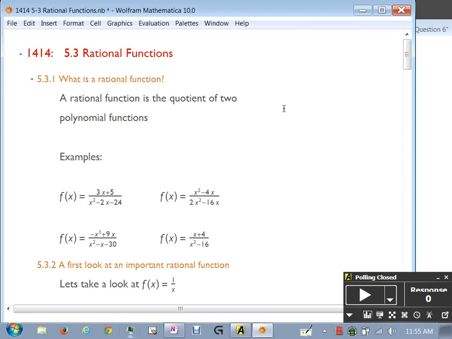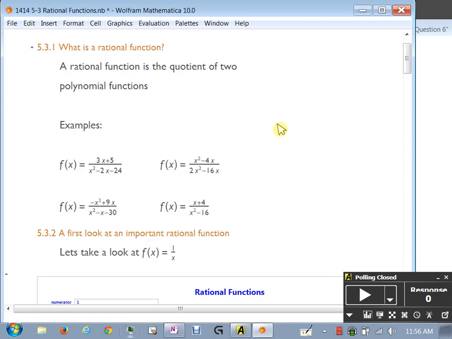So, okay, what is a rational function? A rational function is simply the quotient of two polynomials. So we just studied polynomial functions, right? We know what polynomials look like. If you take a polynomial and you divide it by another polynomial, you get what's called a rational function.